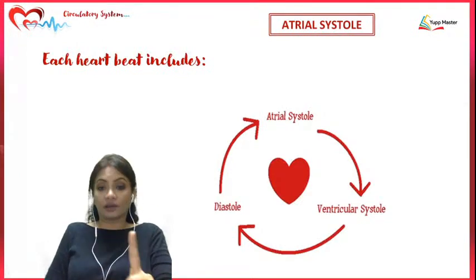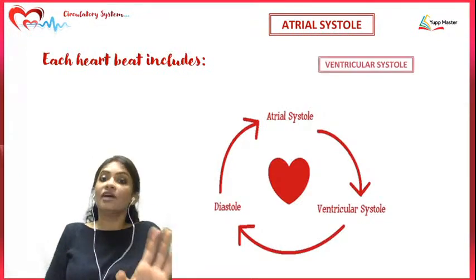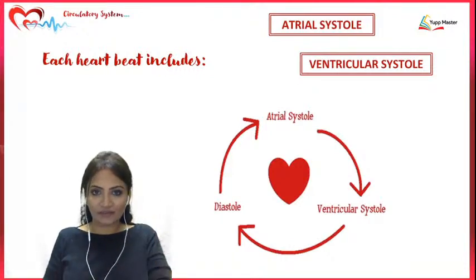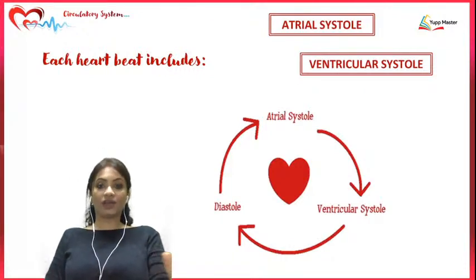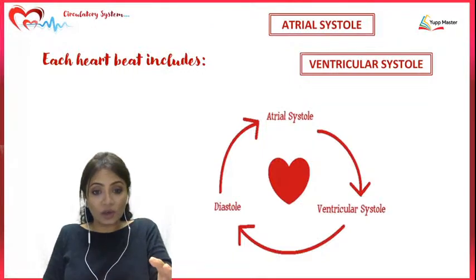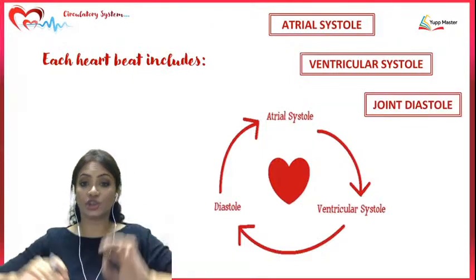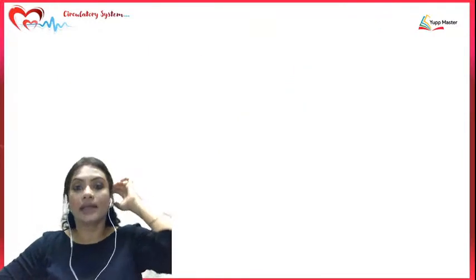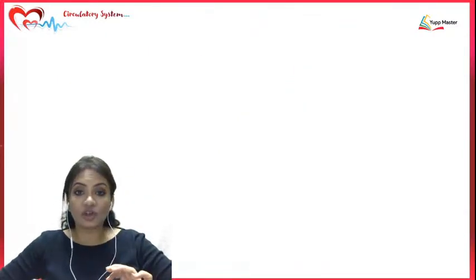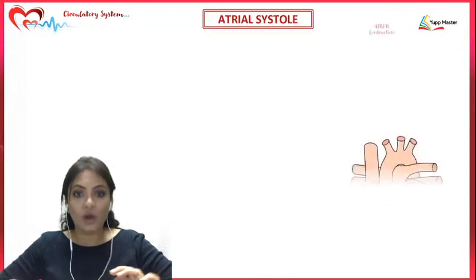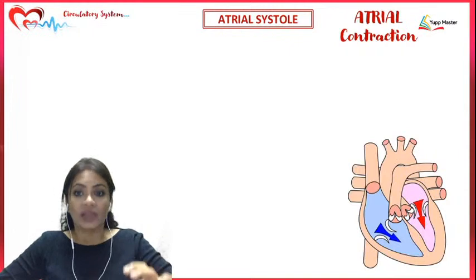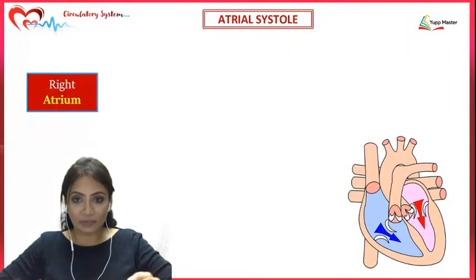Next, what came? Remember the second event, it was called ventricular systole. And after both these contractions have taken place, now it's time for the heart to relax. So now we will call this third event the joint diastole. Third event is known as the joint diastole. Now, let us see, when we're talking about the atrial systole, what happens here. Just like we spoke a little while back, atrial contraction takes place.